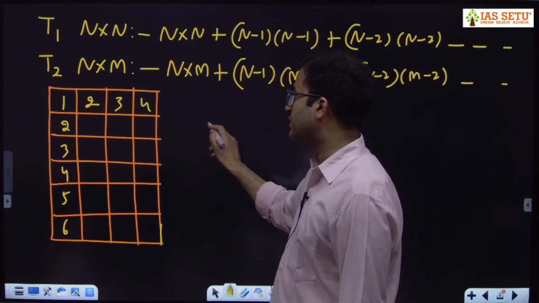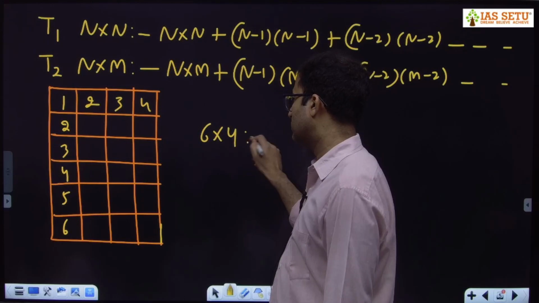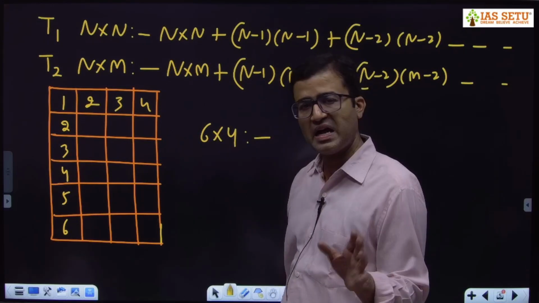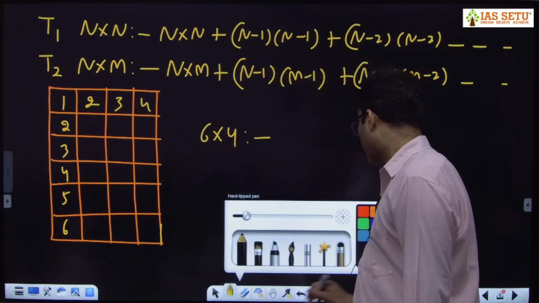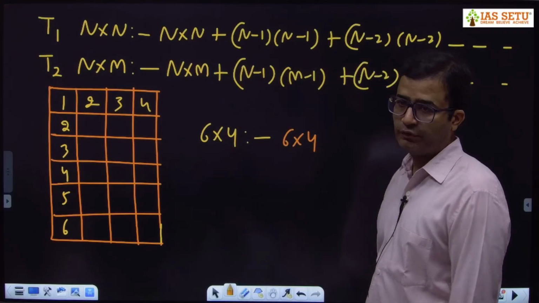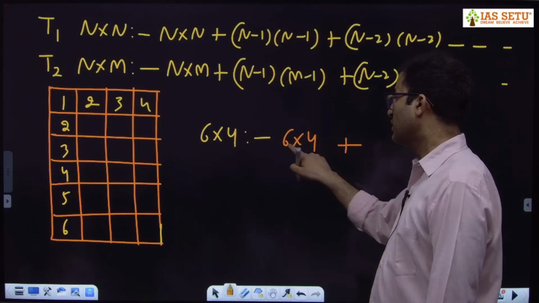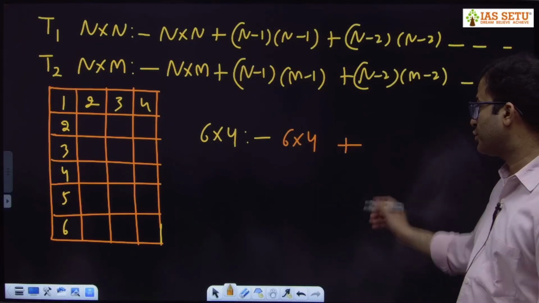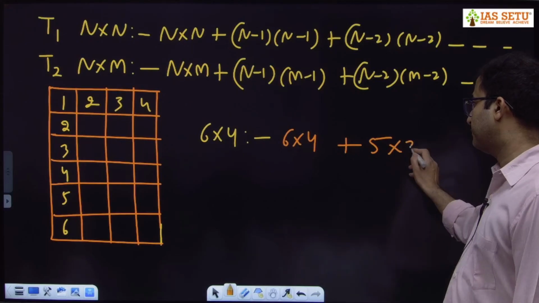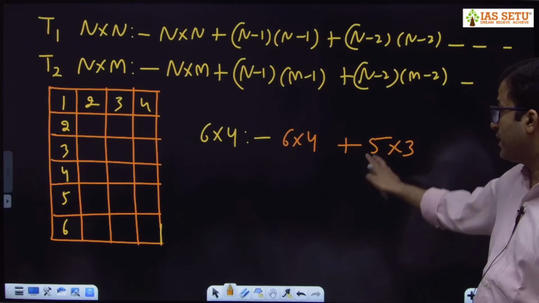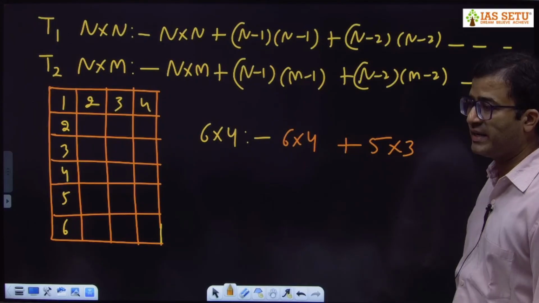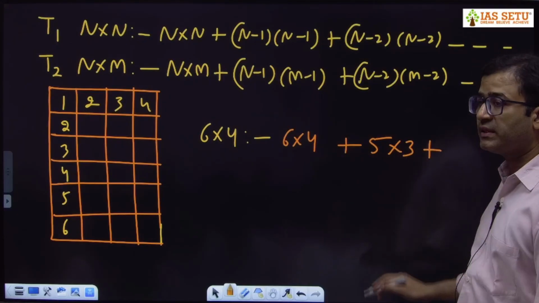Here I name this figure as 6 by 4. It doesn't matter if you take 4 by 6, no problem. Answer is the same. So here I start with the given value 6 into 4 plus, subtract 1 from this 6, you get 5. Subtract 1 from this 4, you get 3. Why am I writing 5? Because 6 minus 1. Why am I writing 3 here? 4 minus 1. Further subtract 1, 1.